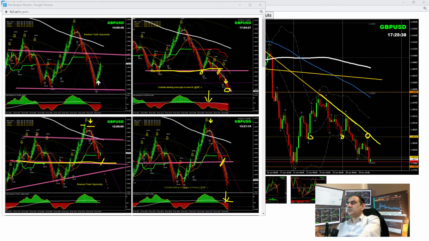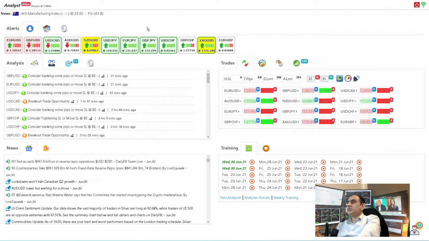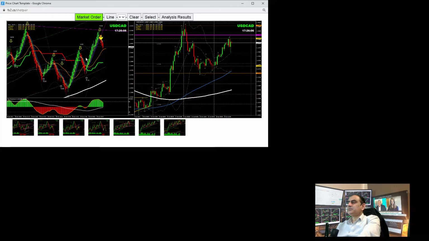And as soon as the price hit the first target, bank beautiful pips on pound dollar. This was the analysis at the New York session, guys. All right, so let's move into the dollar CAD quickly.